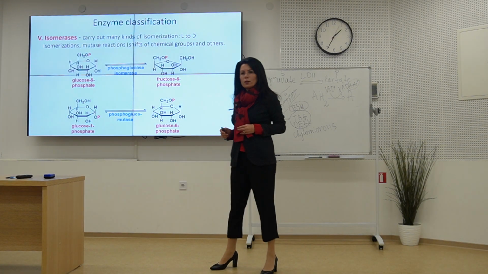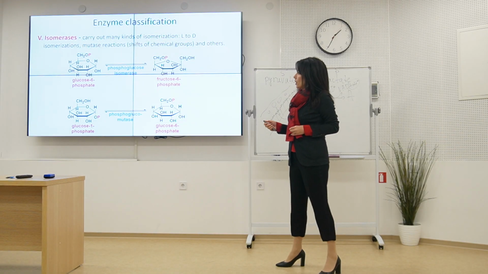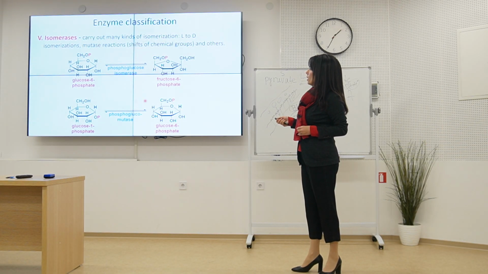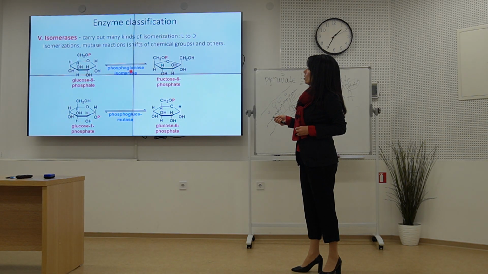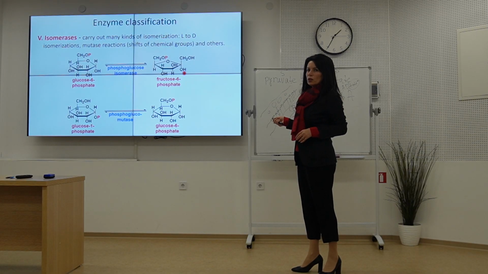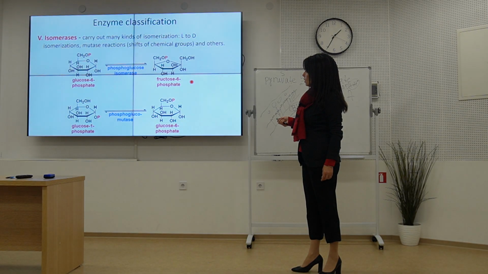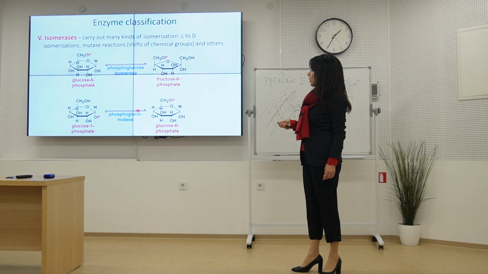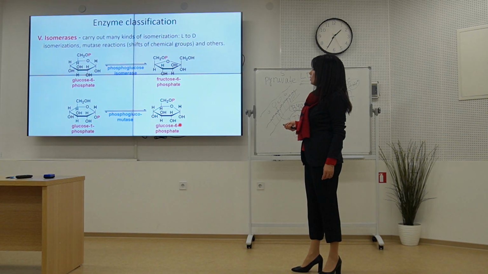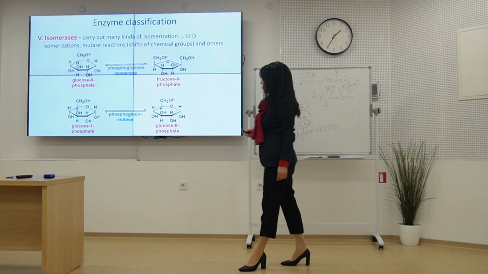Isomerases are simple enzymes without any cofactors. Examples of isomerases: this isomerase from glucose 6-phosphate to fructose 6-phosphate. This is the reaction from glycolysis. And this one is the phosphoglucomutase reaction. This is a reversible reaction between glucose 1-phosphate and glucose 6-phosphate. It's a very important reaction.